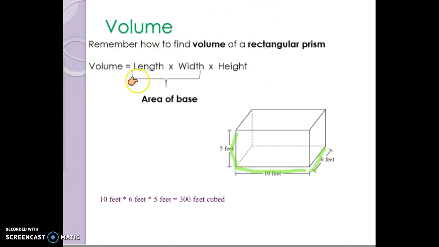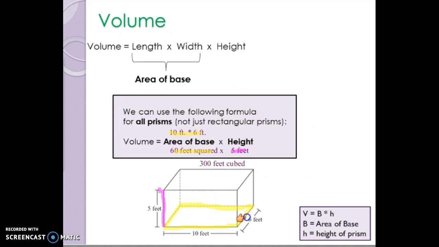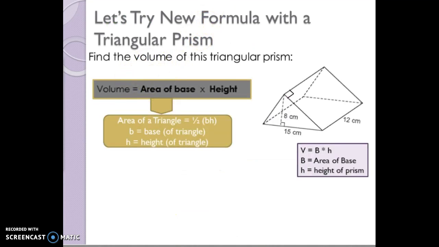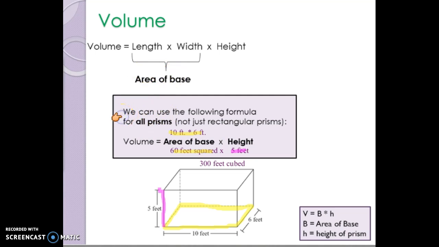But look, length times width would actually represent the area of the base. So if this is a rectangular prism and the base is the bottom rectangle, right, the area of the base, length times width, times the height of the prism. So again, same answer here, but 10 feet times 6 feet is the area of the base. The height of the prism is 5 feet. Multiply them, you get 300 feet cubed. So now this formula that we just saw, we can use for all prisms, not just the rectangular prism.